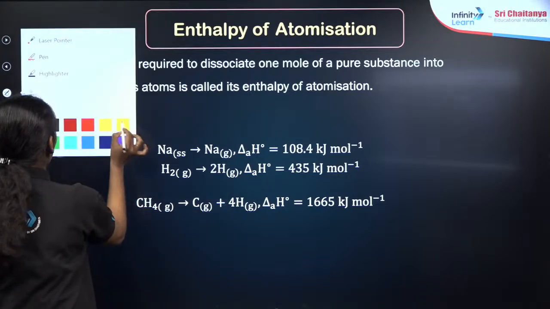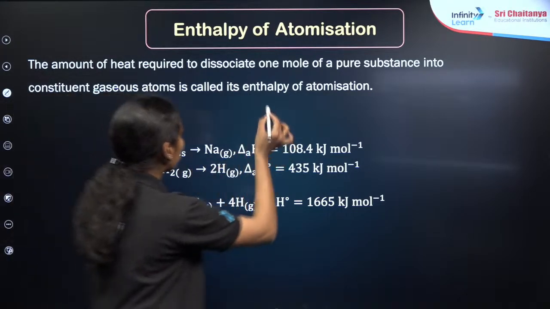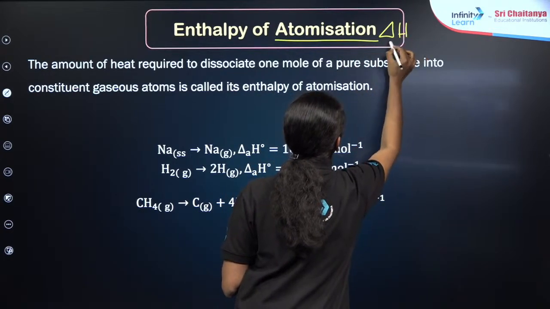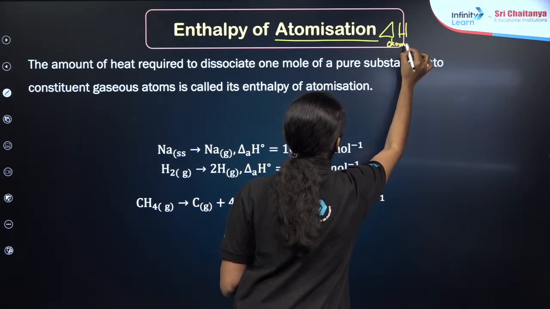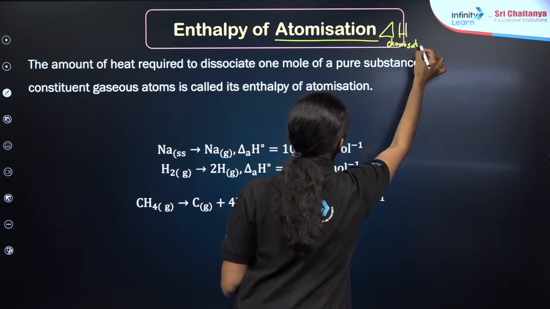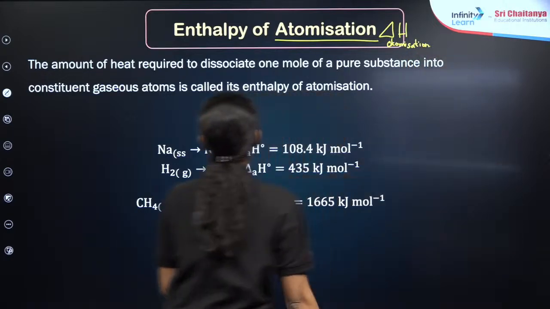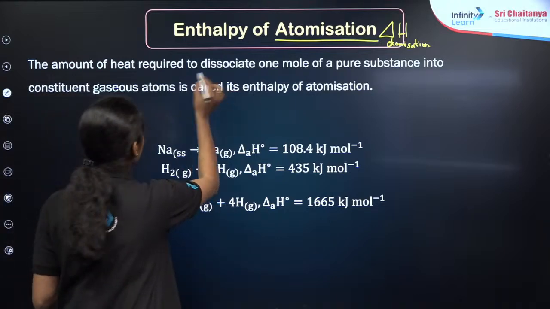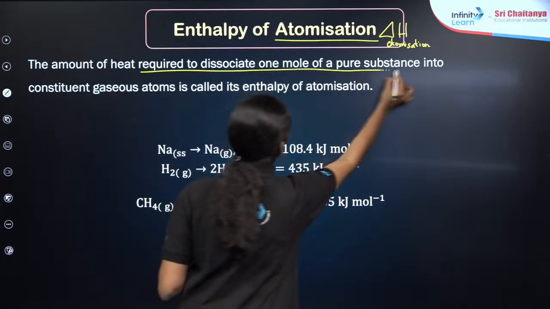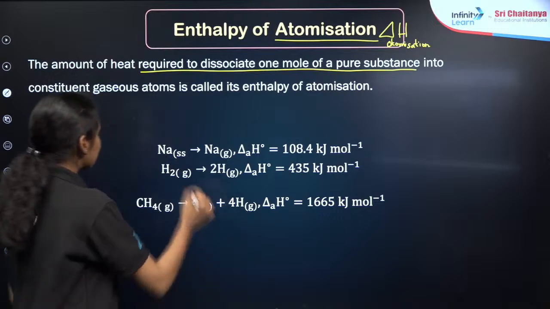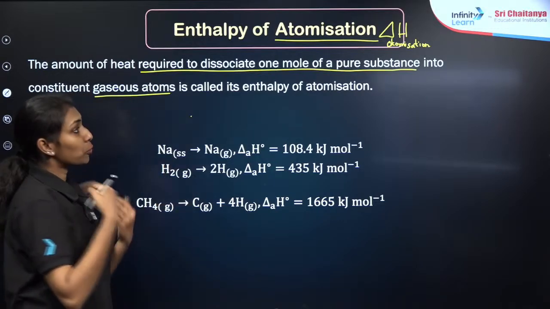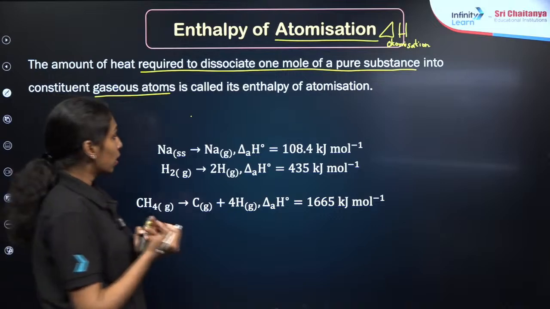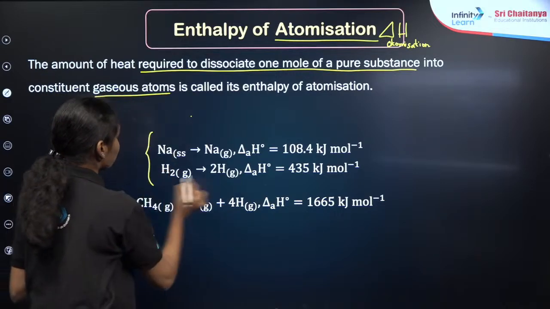Here is the next term about enthalpy, the enthalpy of atomization, which is given by delta H atomization. Again, this is the enthalpy change required to dissociate 1 mole of a pure substance into its gaseous atoms. That is the process of atomization, right? So here you can see the examples.